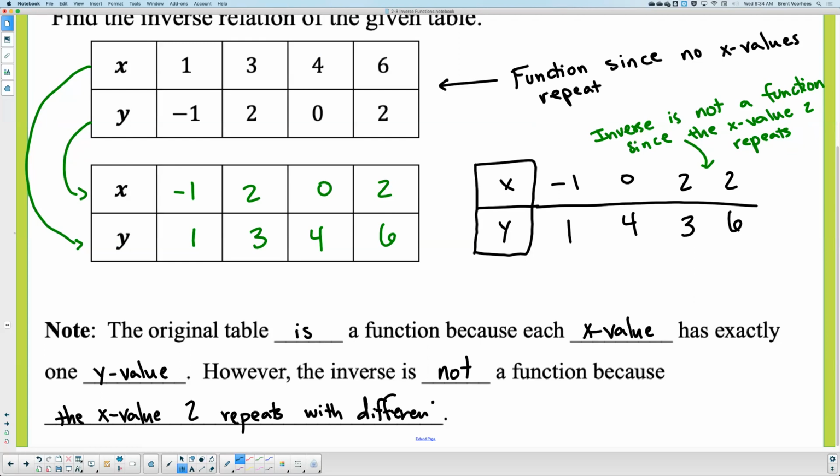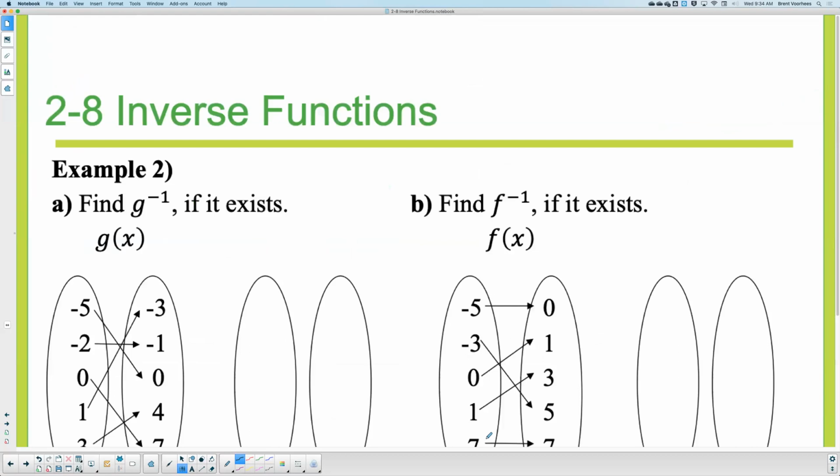I'll go ahead and throw that in there with different y values. There you go. Whoops, y values. There you go. So that's what you're looking for with the function. Okay. Questions on that part? All right. What about example 2 here?